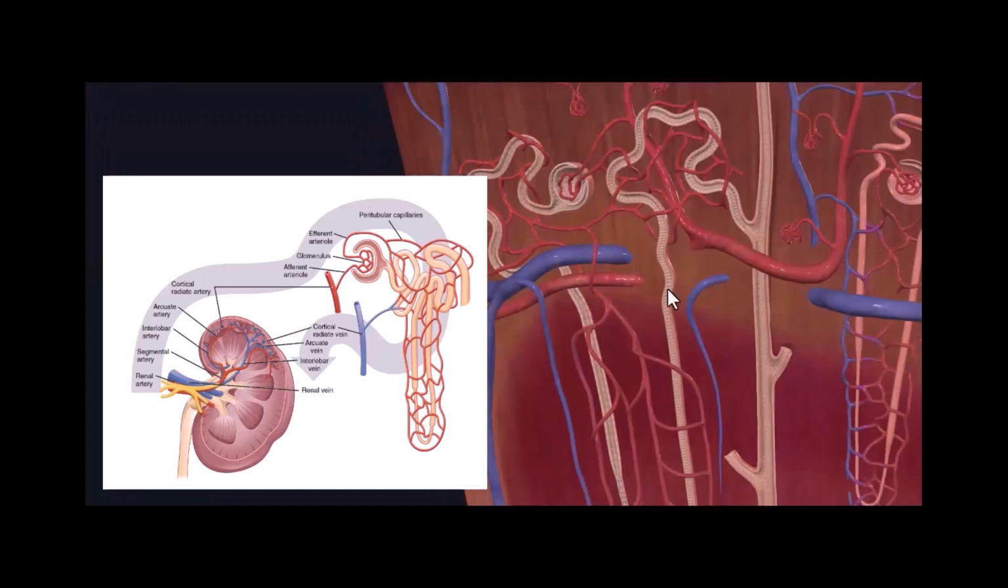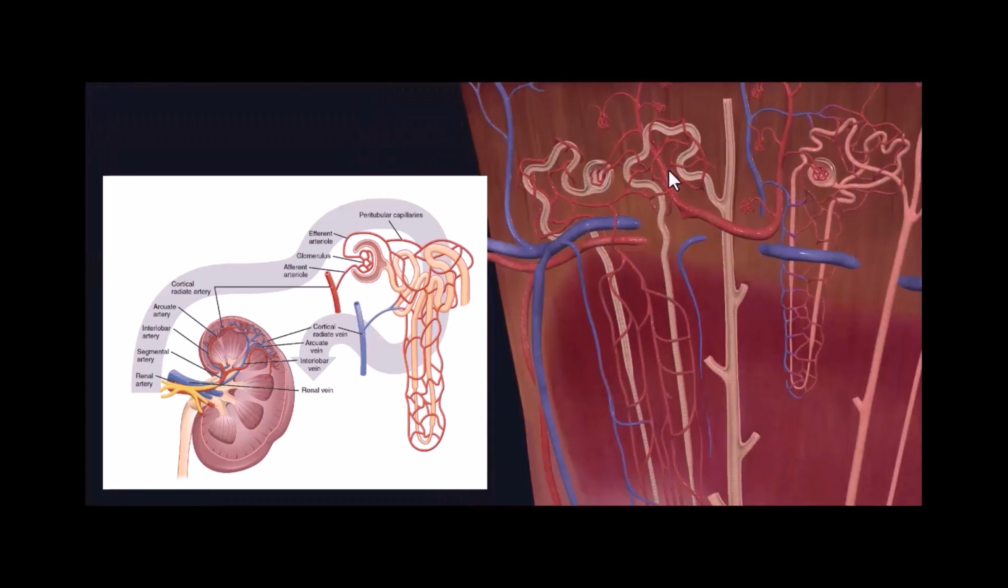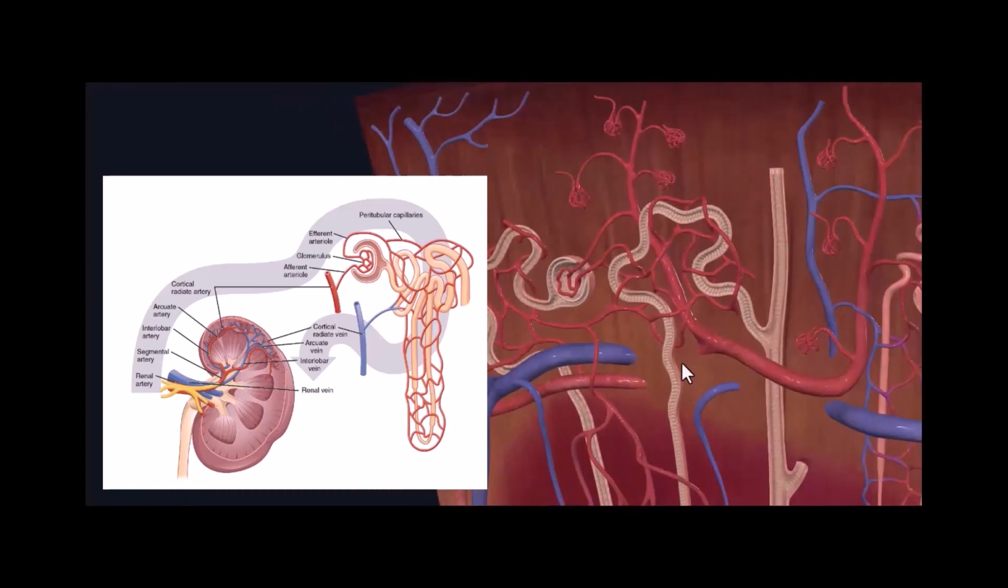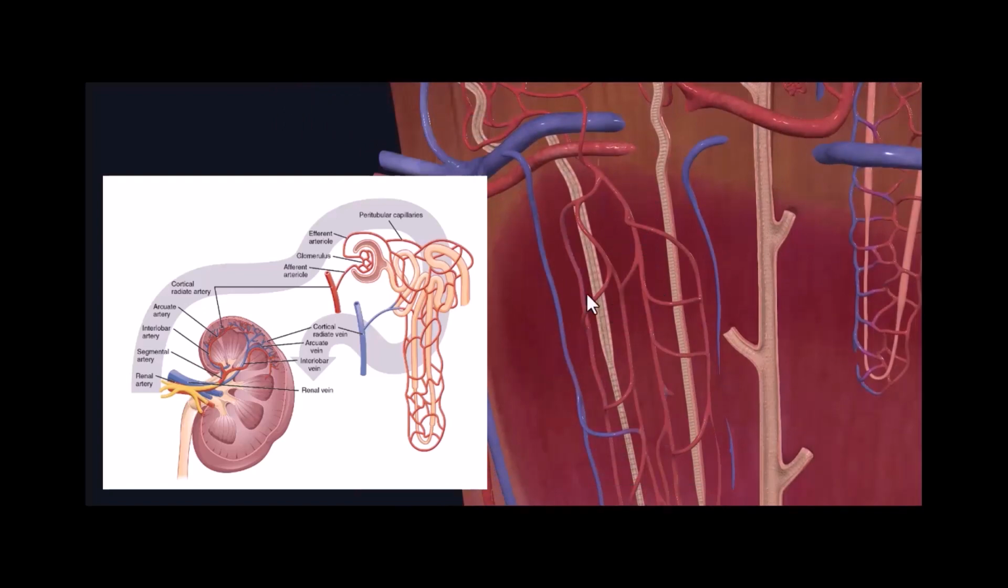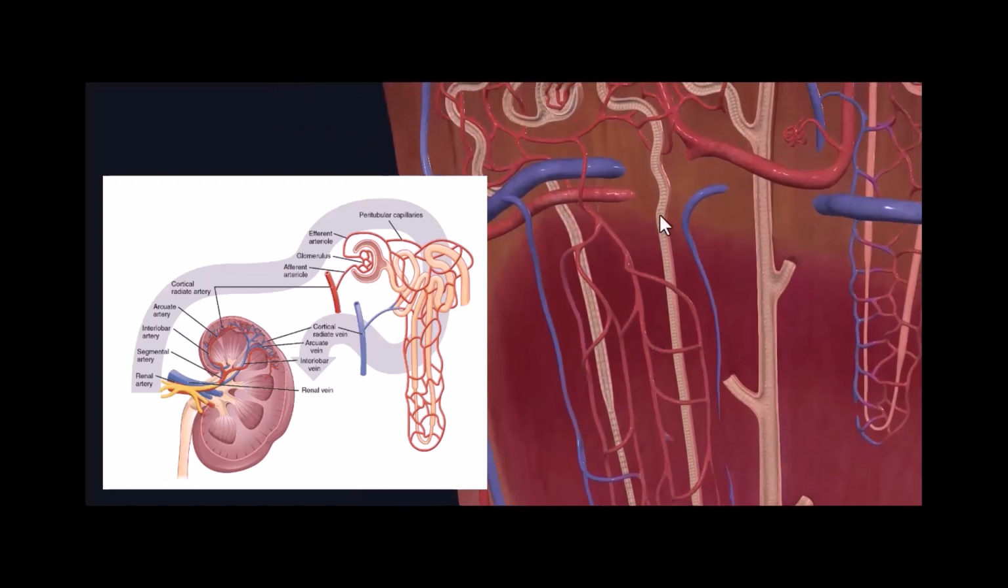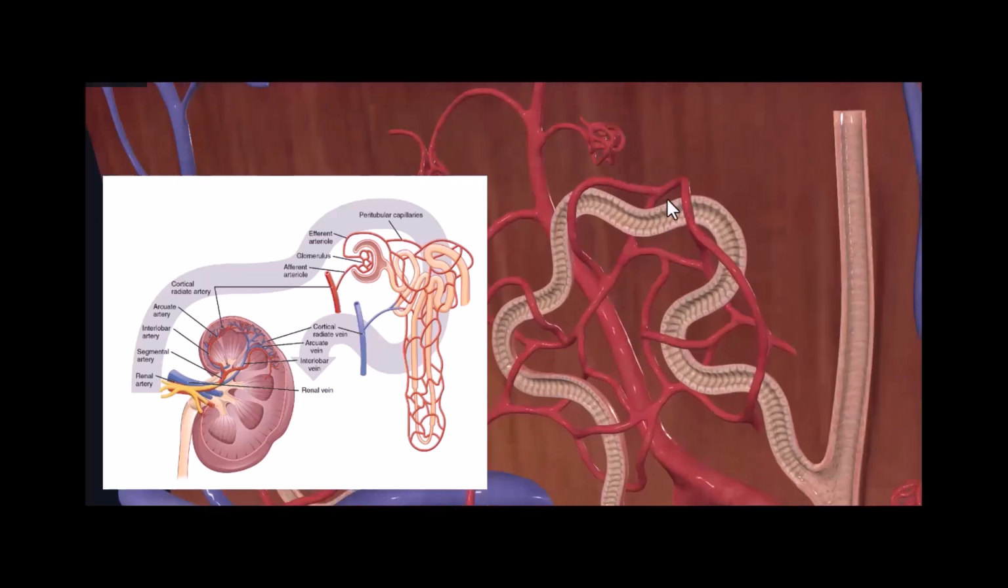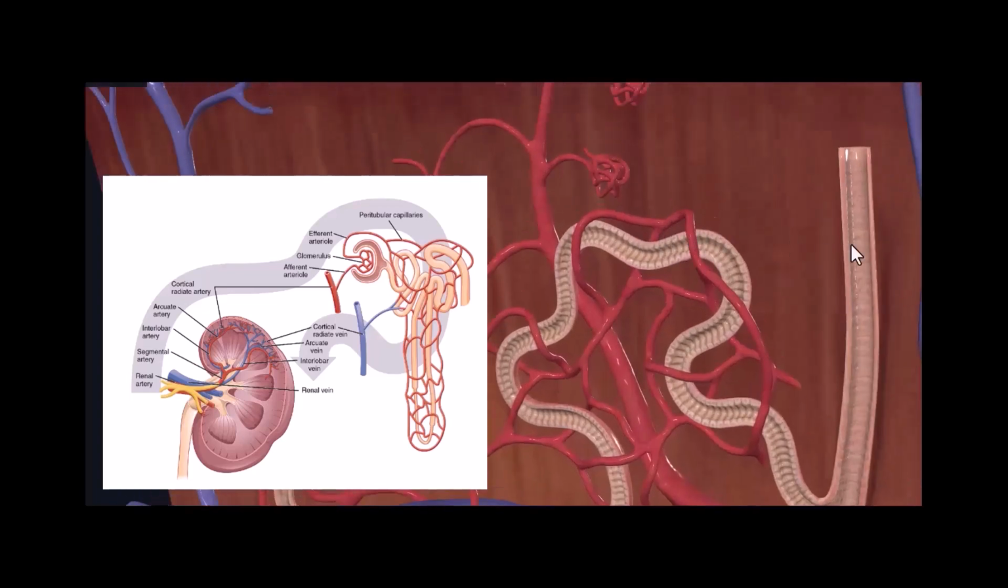And so the main difference between the vasa recta and the peritubular capillaries is that they are in different portions. The vasa recta is going to be near the loop of Henle inside the medulla, and the peritubular capillaries are going to be in the renal cortex.